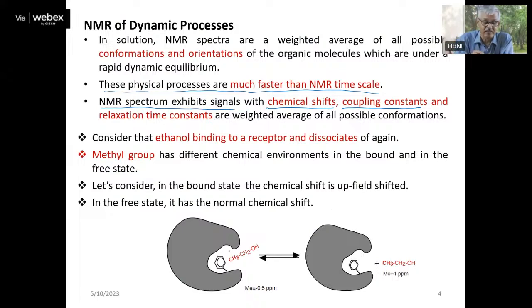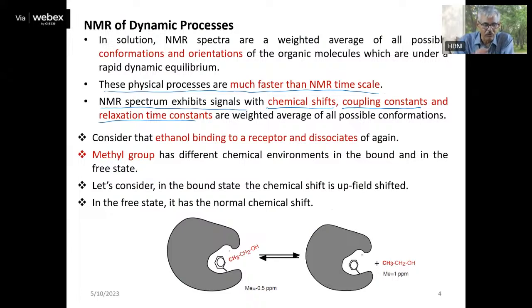And also the relaxation time constants, T1 and T2, depend on the conformation. So that means all these NMR parameters get averaged out, as the processes are very fast with respect to the NMR time scale.